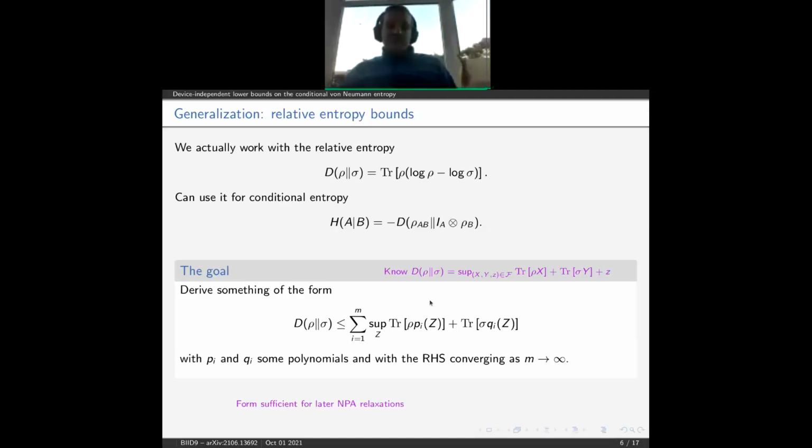But the important thing is, why are we looking for something like this? Well, it turns out that something like this is basically sufficient for later optimizing using the NPA hierarchy. So if you have an upper bound on the relative entropy like this, the important thing really is that the right-hand side is linear in rho and sigma, and it doesn't have any sort of explicit dependence on the dimension of the systems. And if we have something like this, and we could also have polynomial constraints, as I mentioned before, then we can later convert this into a lower bound on the conditional von Neumann entropy, and then actually use the NPA hierarchy to do some actual computations on this.